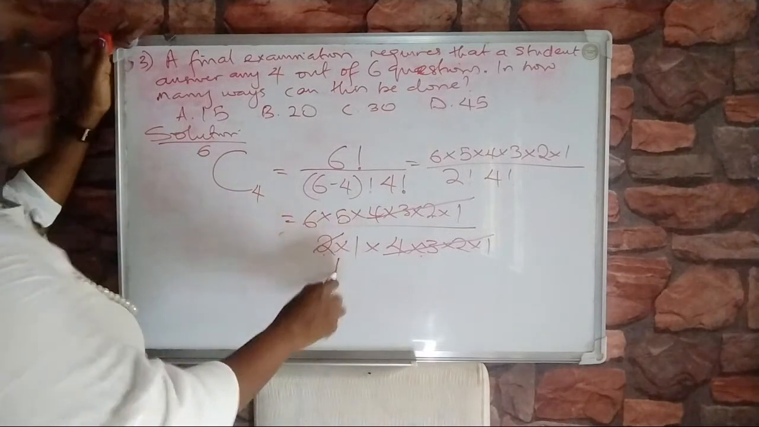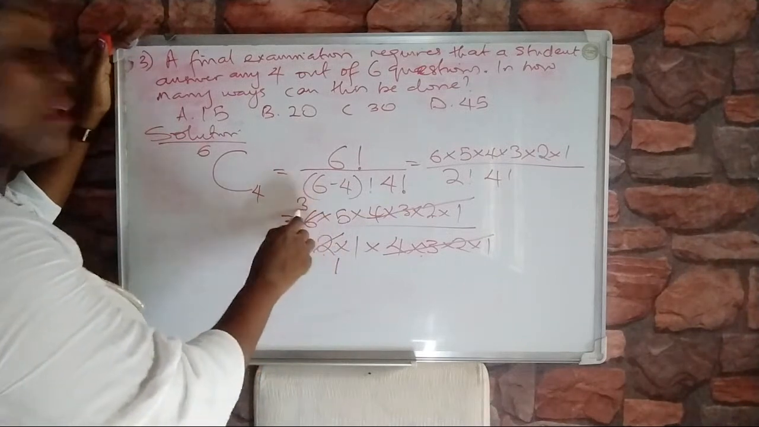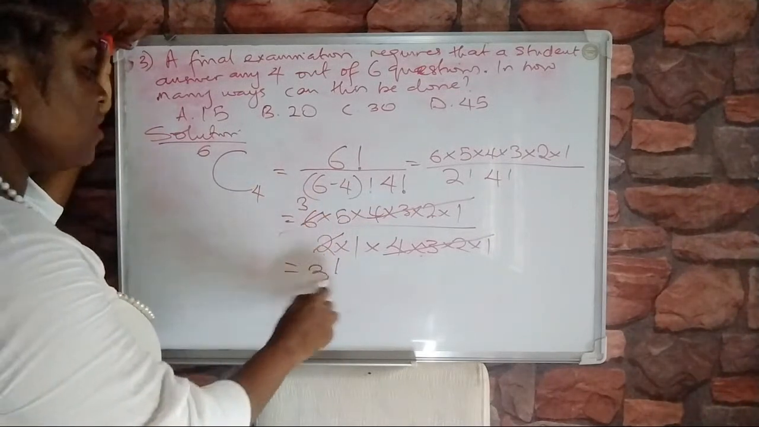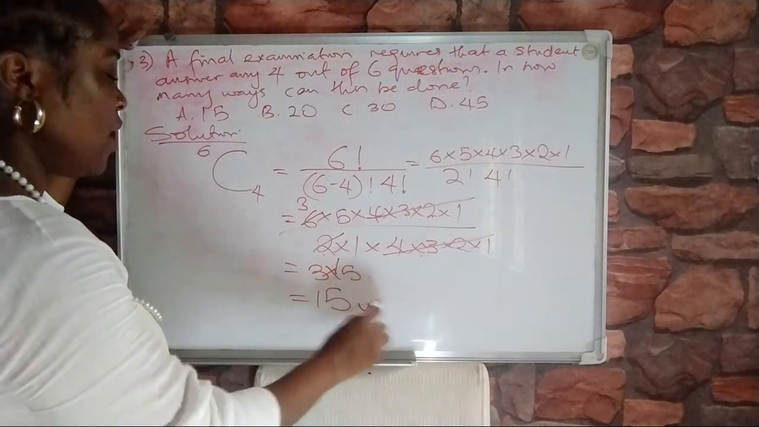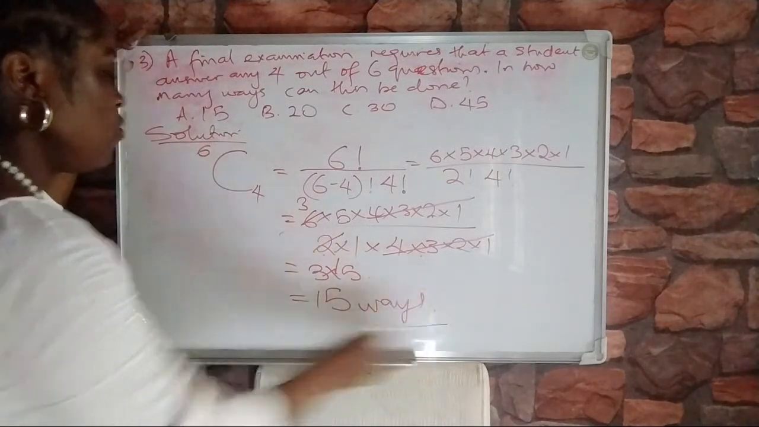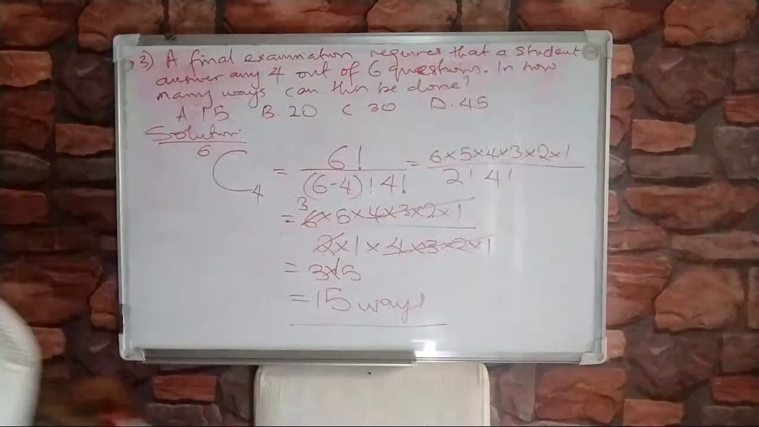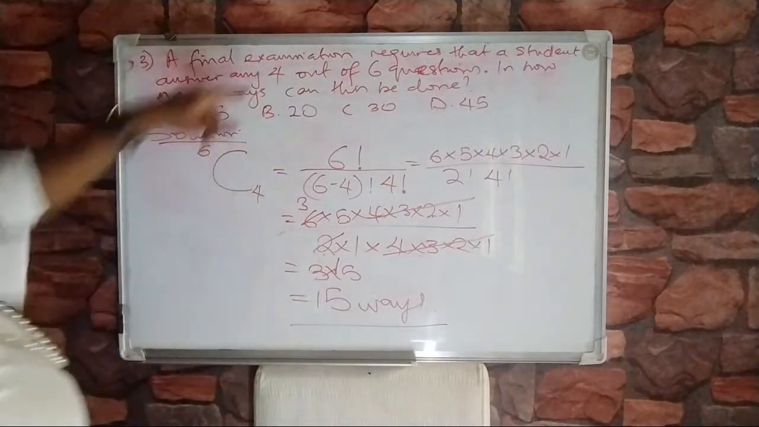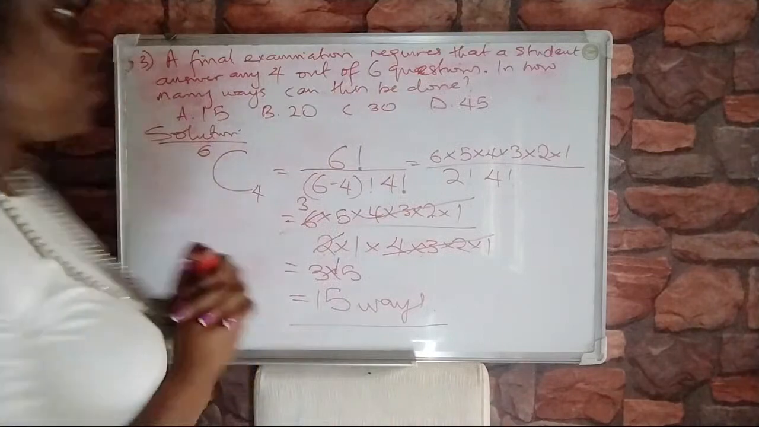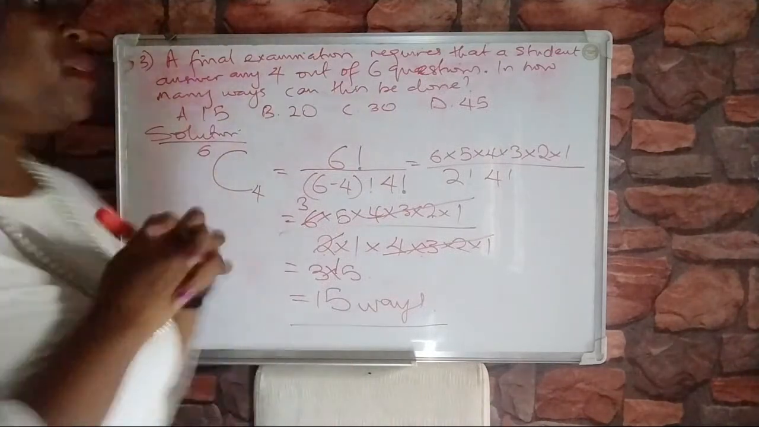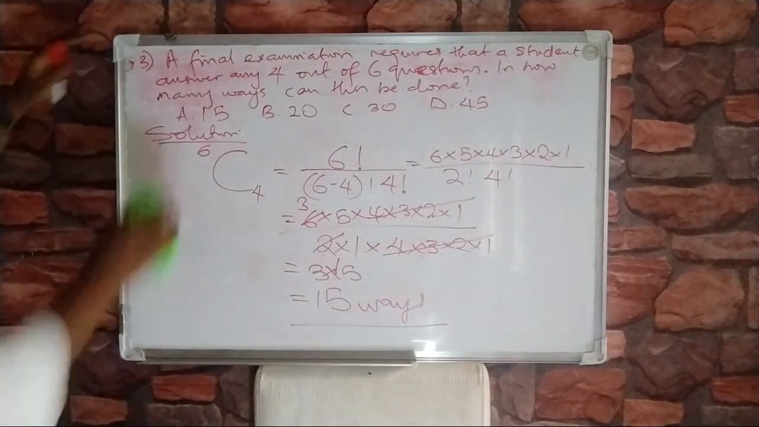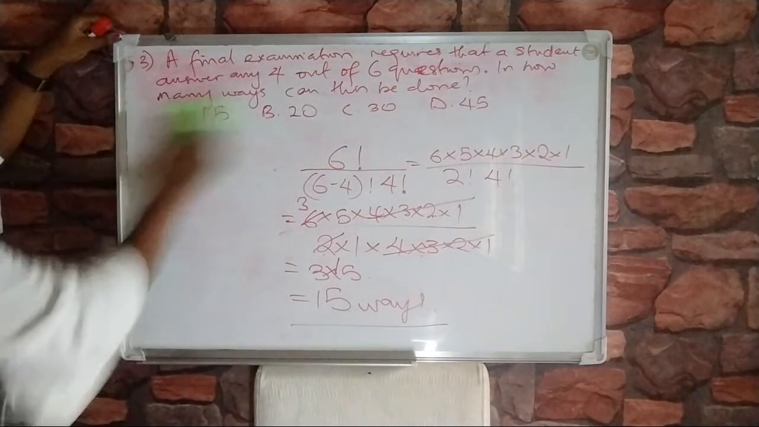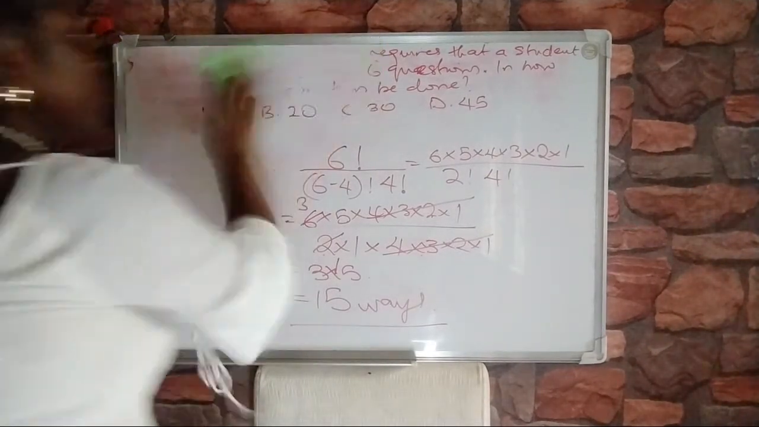So 2 cancels 6 three times. So we're left with 3 times 5, giving us what? 15 ways. There are 15 ways or arrangements in which a student can answer 4 out of 6 questions. So we are good with this. We are very good, right?